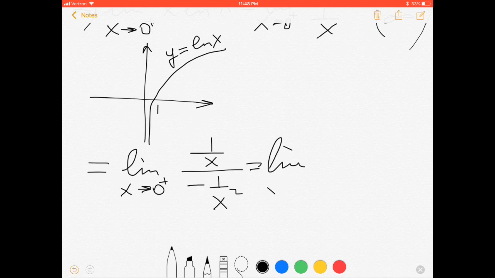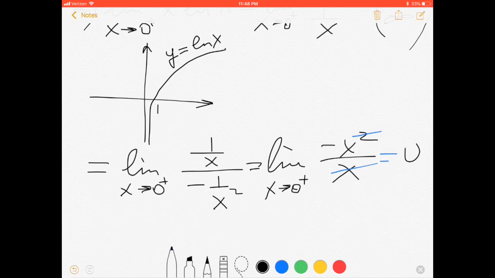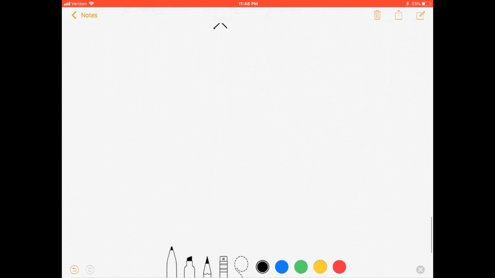Simplify. You have minus x squared over x. Cancel it, and this means you have 0. Then a couple more examples where you can use some special method and then we can use L'Hopital's rule.